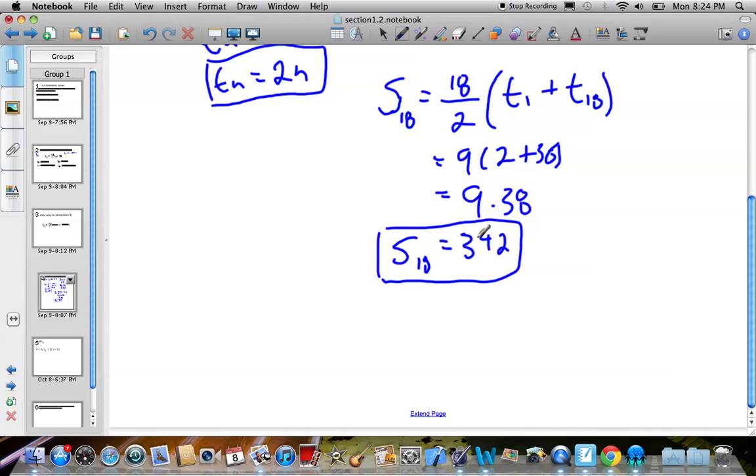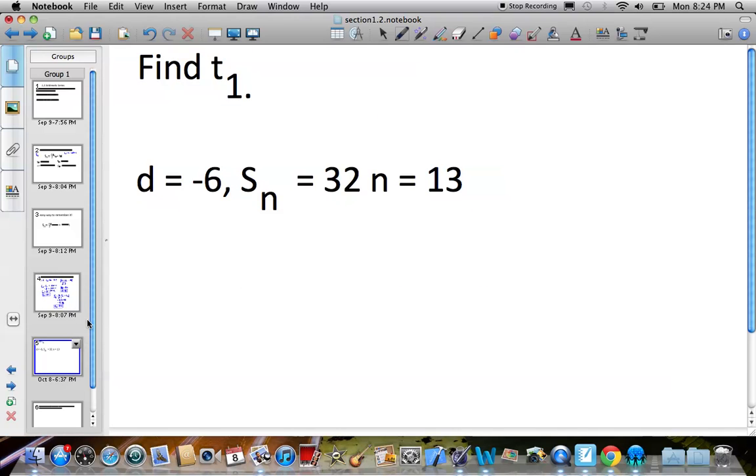Let's look at a slightly different example, maybe a little harder. This one's asking us to find t1, and we're given the difference d is equal to -6, S of n is equal to 32, and n is equal to 13. So that S of n equal to 32 is essentially S13, because that's n. Let's fill out our formula and see what we have: S of 32 is equal to 13 divided by 2, t1 plus t of 13.